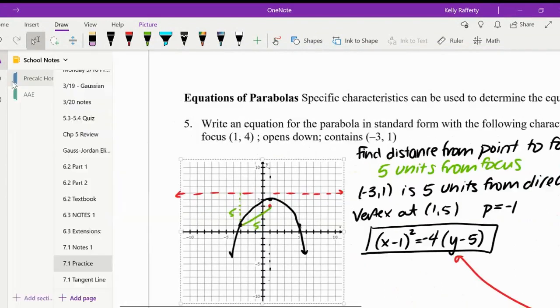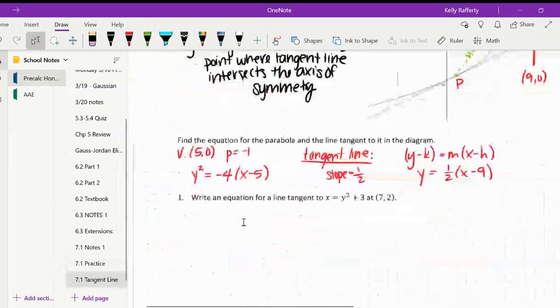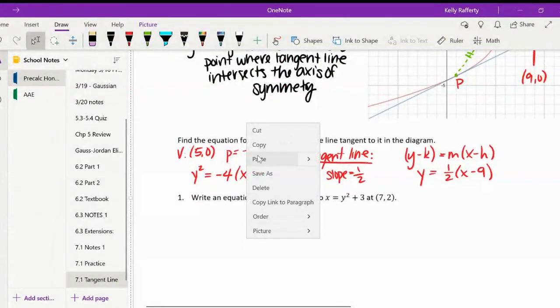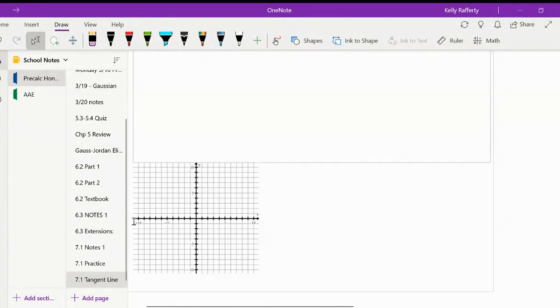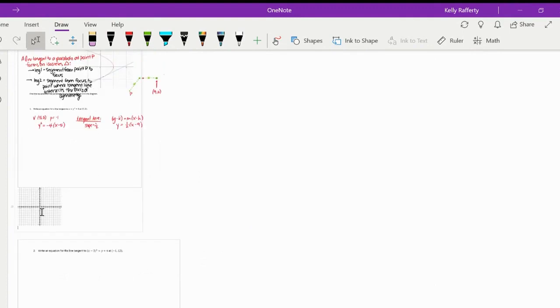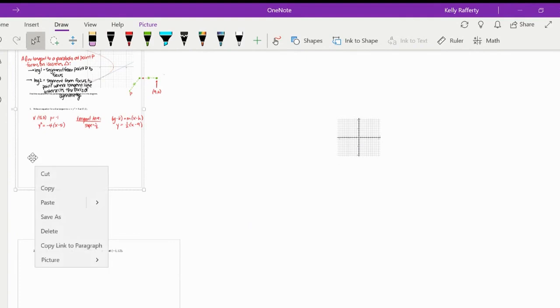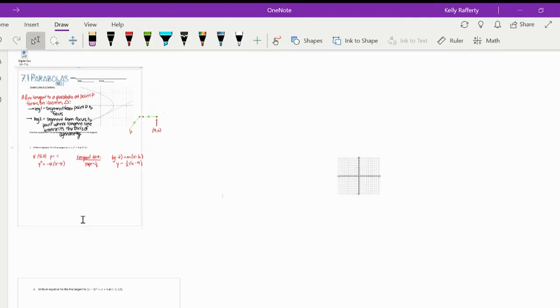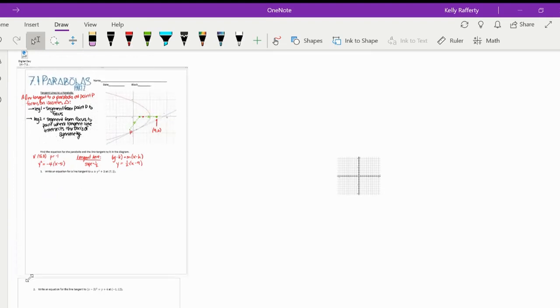Copy that guy, go back to the notes. See if we can paste it over here. Beautiful. That thing's got a little off. Let me move this back. I thought I could move it back. That'll work.